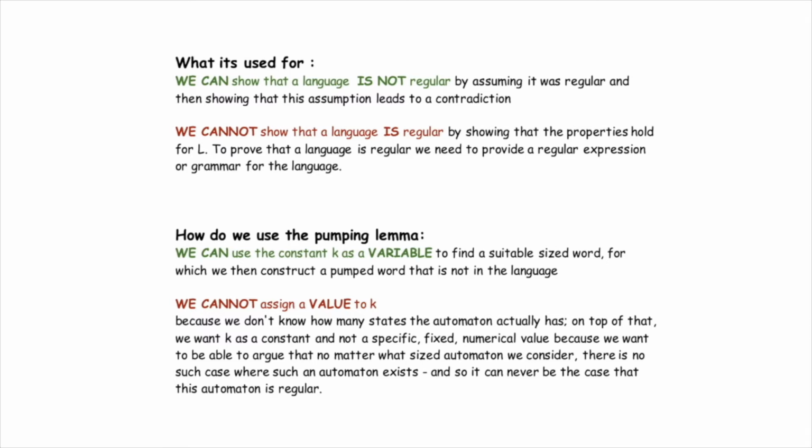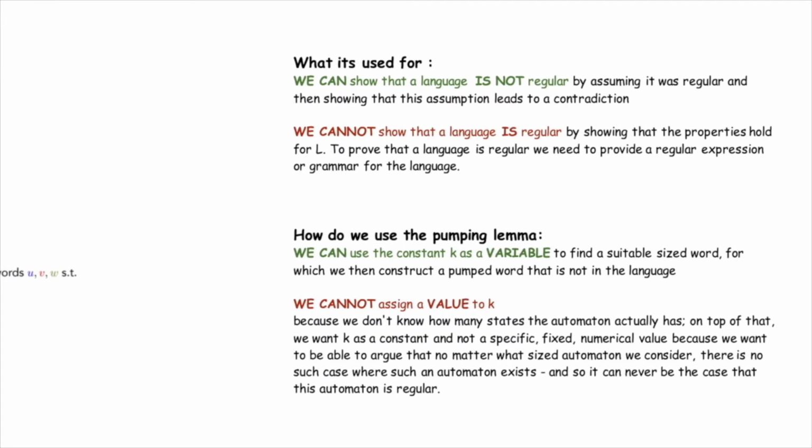We cannot assign a value to k because we don't know how many states the automaton has. Remember, there can be several different automata that describe the same language. We leave k as a constant to be able to argue that no matter what the value of k is, there can never be a case where such an automaton exists for the given language. So there's no possibility for the given language to be regular.